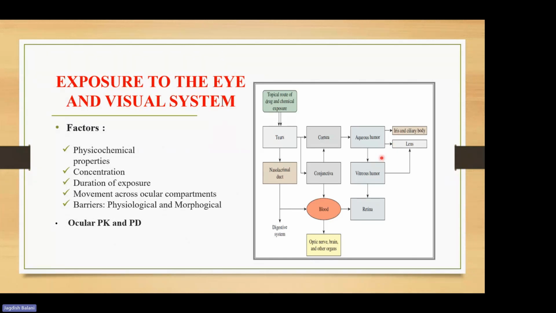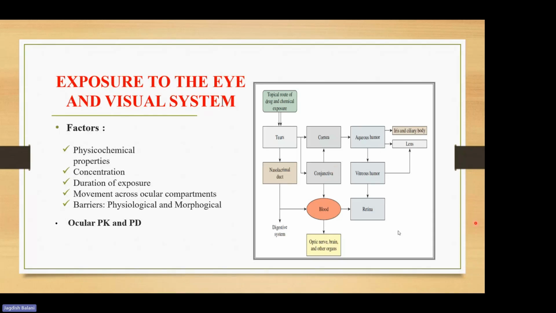Sometimes the tear will allow it, because there is some circulatory or vascular part, so it may come into contact with the nasolacrimal duct and maybe reach the digestive system. Sometimes, due to the conjunctiva, it may travel through the conjunctiva into the systemic blood and reach the optic nerve or the posterior part of the eye. From the aqueous humor, it may travel to the vitreous humor and to the retina. So if any topical compound comes into contact with the eye, it may travel like this.